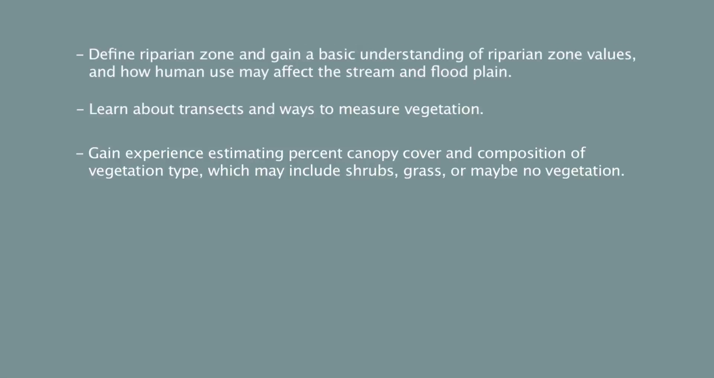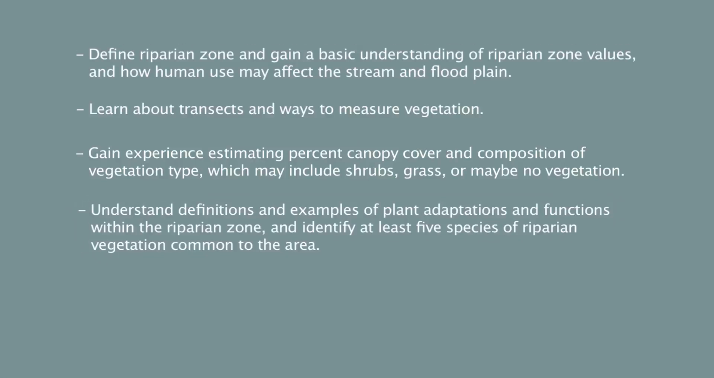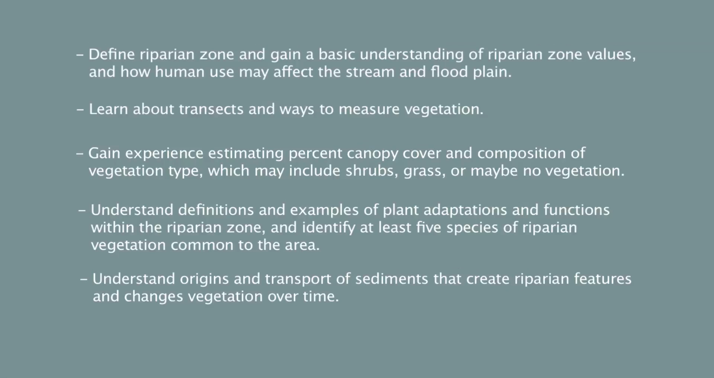Gain experience estimating percent canopy cover and composition of vegetation type, which may include shrubs, grass, or maybe no vegetation. Understand definitions and examples of plant adaptations and functions within the riparian zone, and identify at least 5 species of riparian vegetation common to the area. Understand origins and transport of sediments that create riparian features and changes vegetation over time.